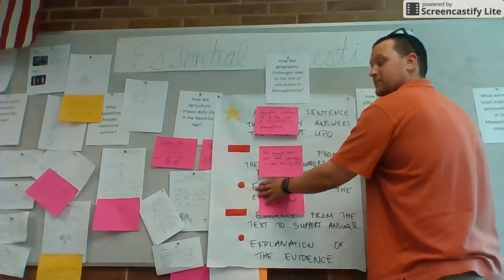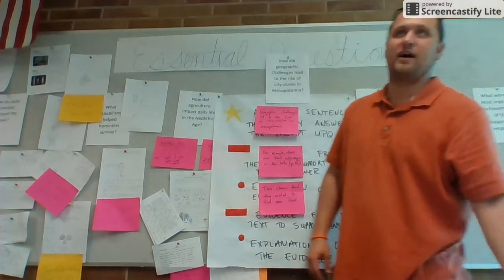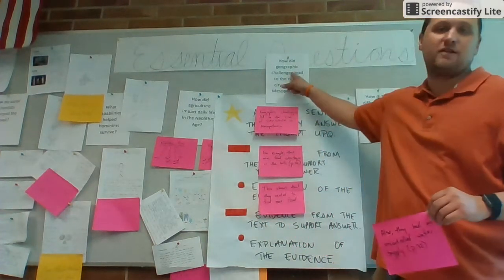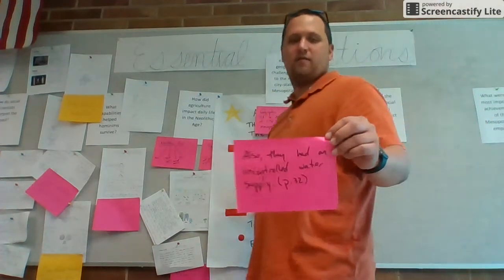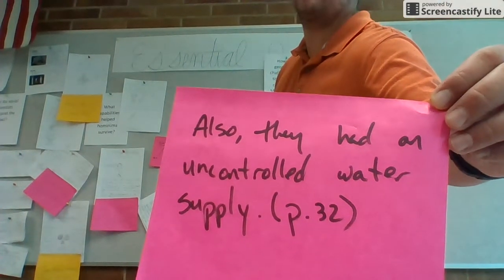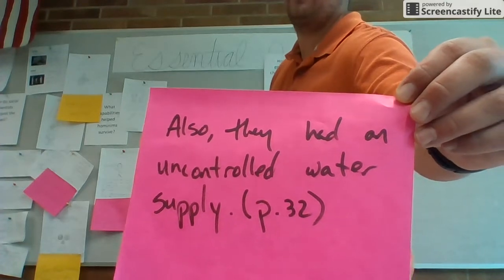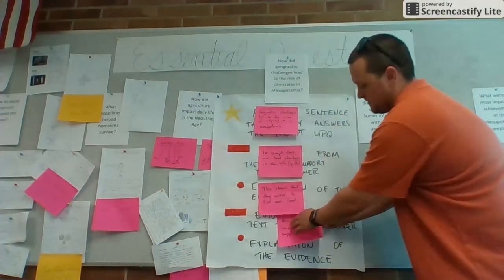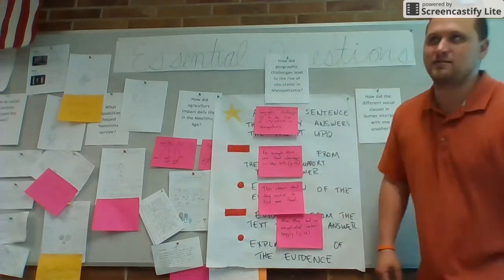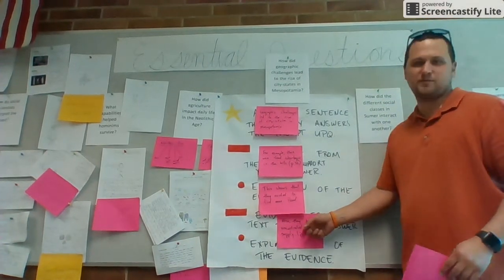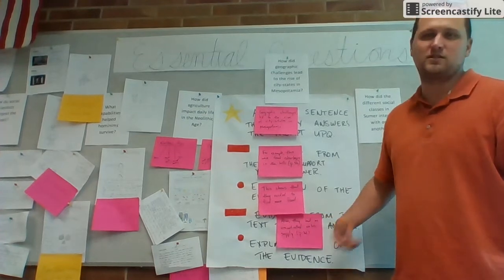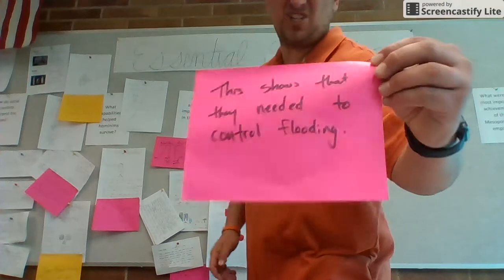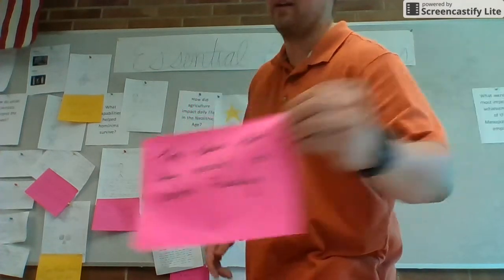Moving on, I have another piece of evidence that I'm going to pull from. I'm still looking at geographic challenges that they had, and one of these pieces of evidence is that they had an uncontrolled water supply. I got this from page 32, so this goes down as my second piece of evidence. Then lastly, to finish up my response, I need an explanation of why I chose to tell you about an uncontrolled water supply. I did that because this shows that they needed to control the flooding.